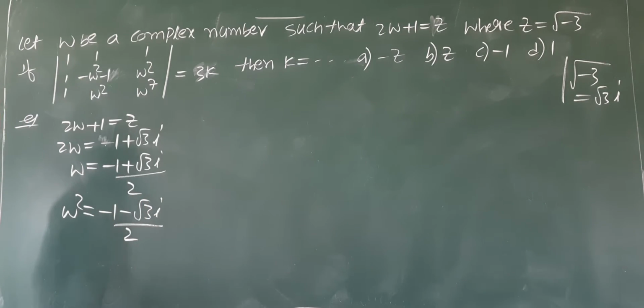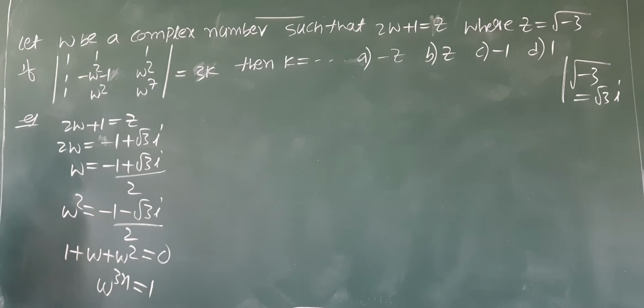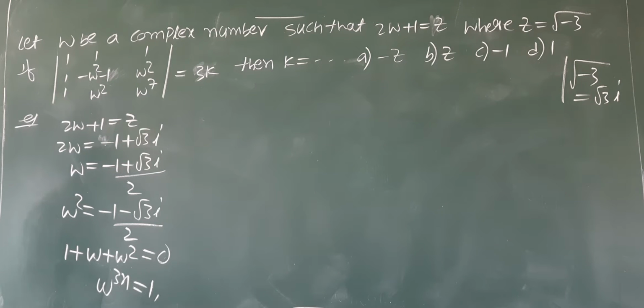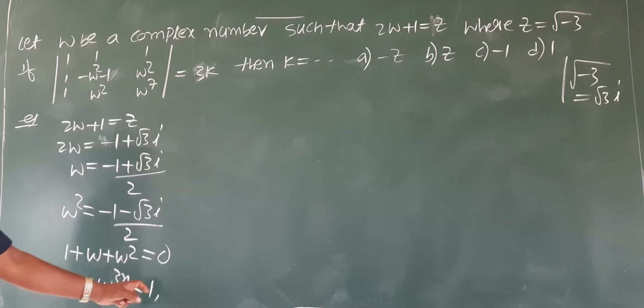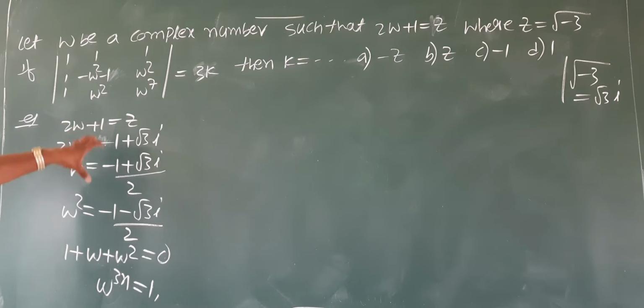So the properties related to omega are: 1 plus omega plus omega square is 0, and omega power 3n is equal to 1, where n is an integer. Put n equal to 1: omega cube is 1. Put n equal to 2: omega power 6 is 1. And so on, students. Using this information, let us go for solving the given question.